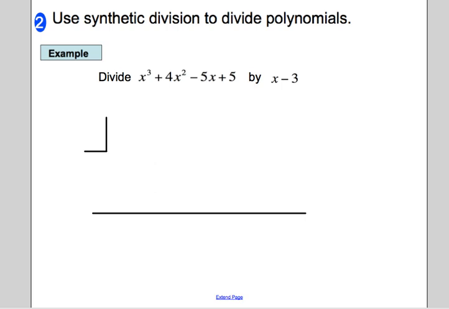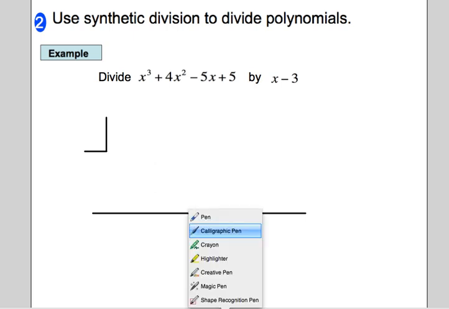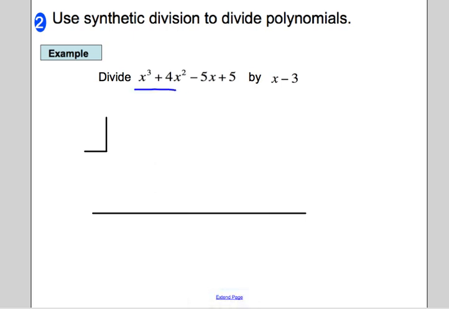Because if we look at this first example here, this given polynomial, the x cubed plus 4x squared minus 5x plus 5, we can't factor that with any of our known ways to factor. So that's when we'll go to this synthetic division.